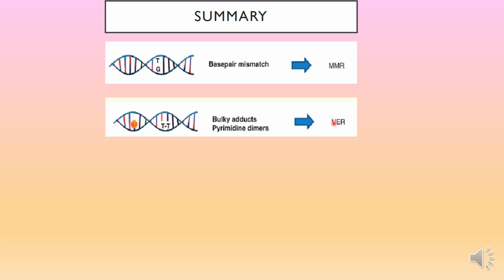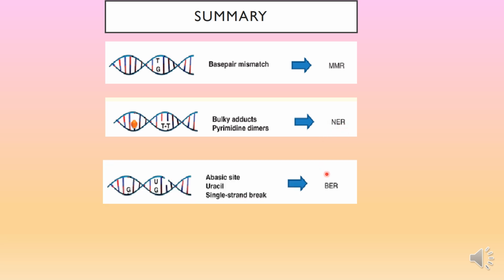The second type of repair mechanism is NER, or nucleotide excision repair. It repairs bulky adducts or the pyrimidine dimers that are formed. So this is a pyrimidine dimer, and this is a bulky adduct.